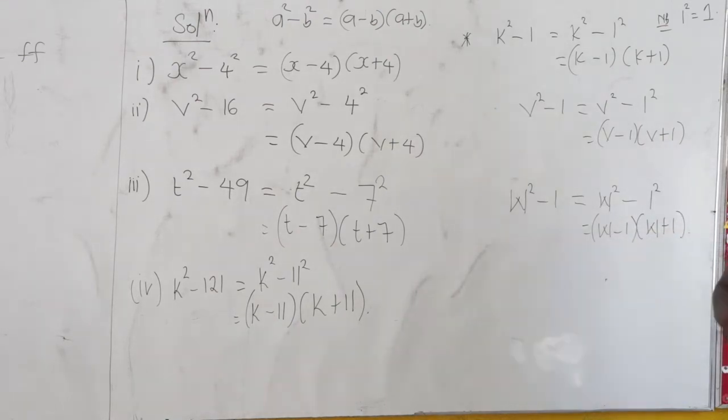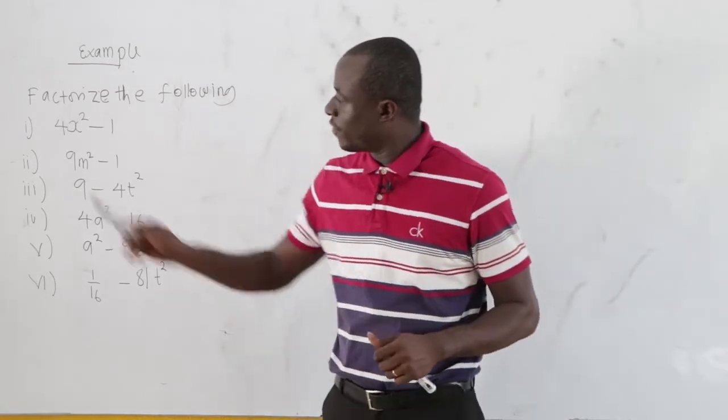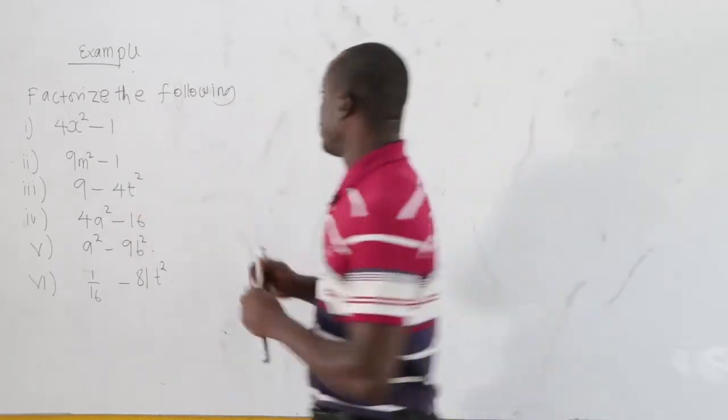Very, very easy. Now let's consider this example. Factorize the following. We have 4x squared minus 1. But then before that, let's note this.